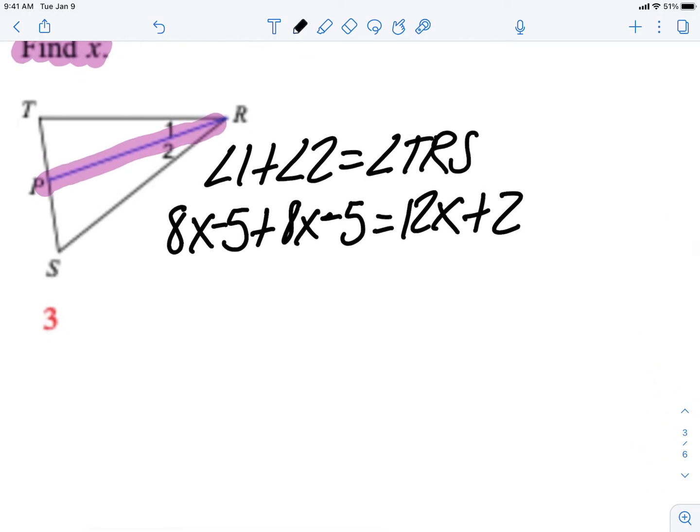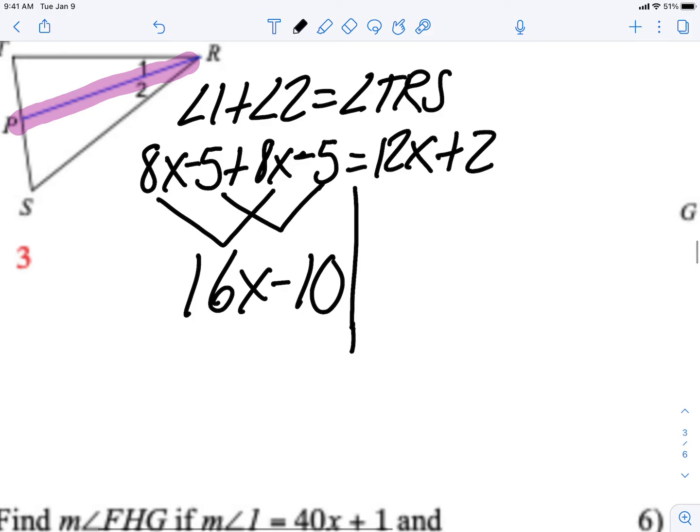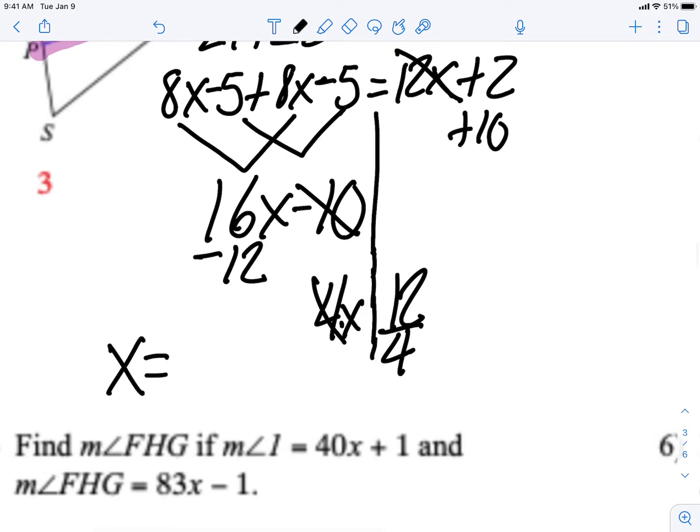So let us combine like terms. 8x and 8x is 16x. Minus 5 and minus 5 is minus 10. So immediately, everyone, I'm going to move this 12x over and make it negative 12x. That means I got to move this negative 10 over here and make it a plus 10. So 16x minus 12x is 4x. And 2 plus 10 on the right side here is 12. The opposite of multiplying by 4 is dividing by 4. So I get x is equal to 3.